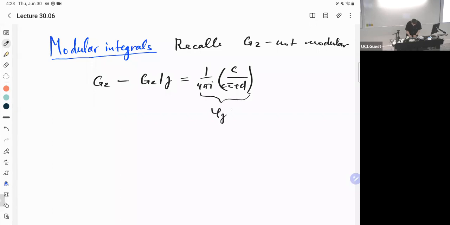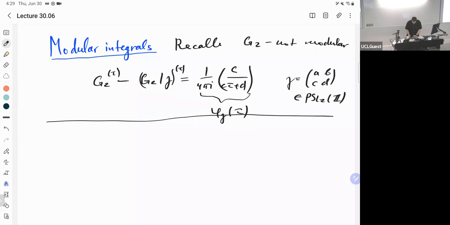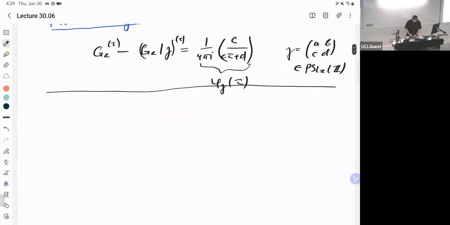So let me just call it phi with index gamma of tau, and as usual, gamma will be a 2x2 matrix in PSL2Z. And well, here I also have to put the variable, but that's not too important. So what's special about this family of functions phi gamma? Well, it's not a completely arbitrary family because there's one condition that they have to satisfy.